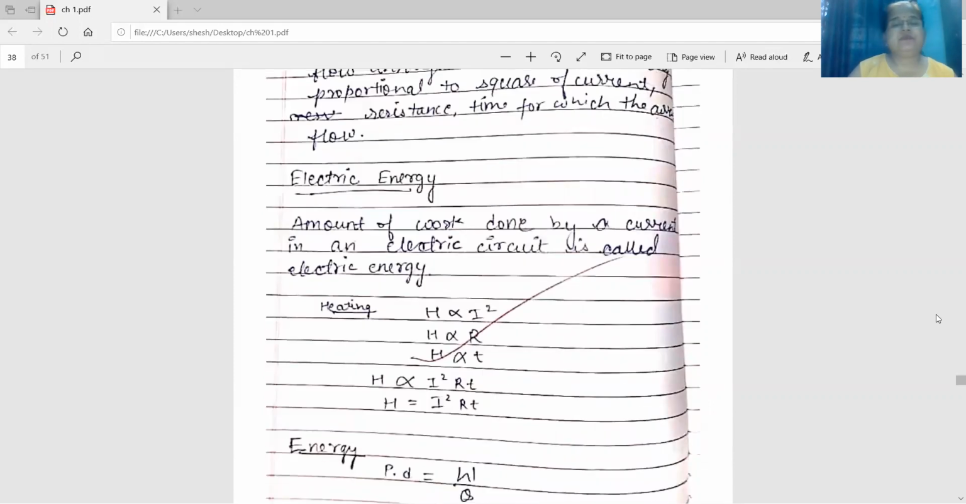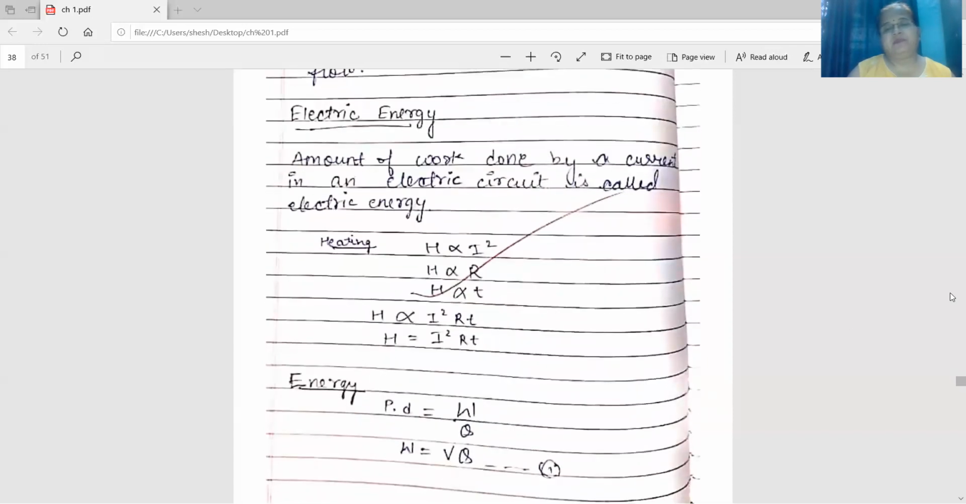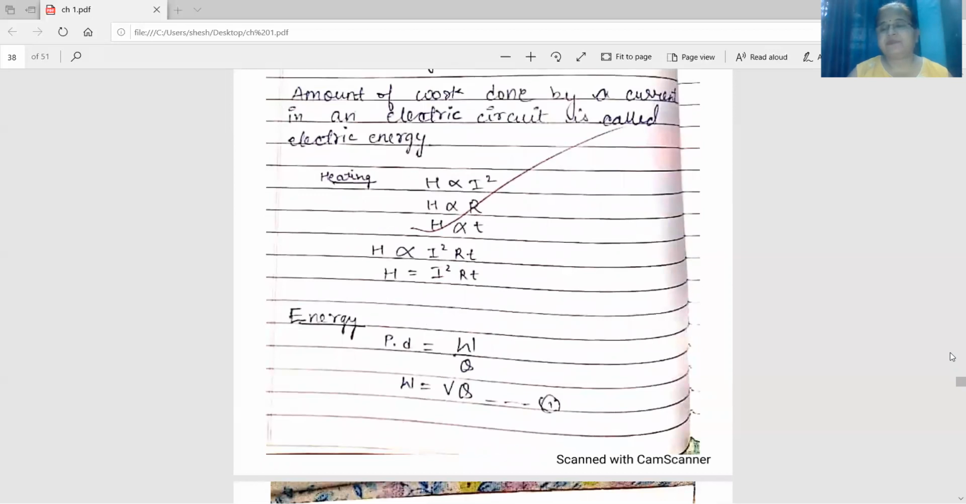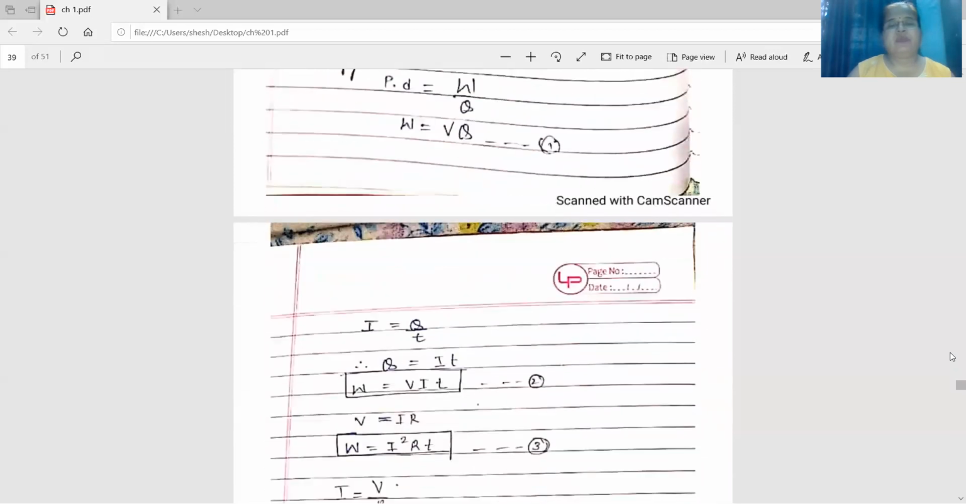Next, you have to read what is electric energy. The amount of work done by the current in an electric circuit is known as electric energy. I am repeating again, the amount of work done by the current in an electric circuit is known as electric energy. Now you will get a question to derive the expression for electric energy. Now we will start from here.